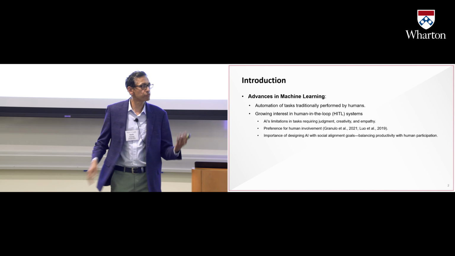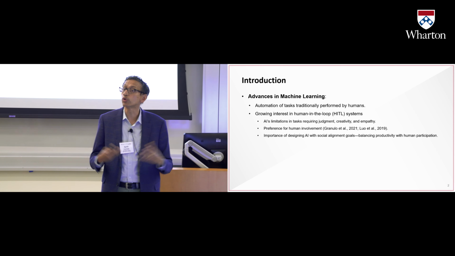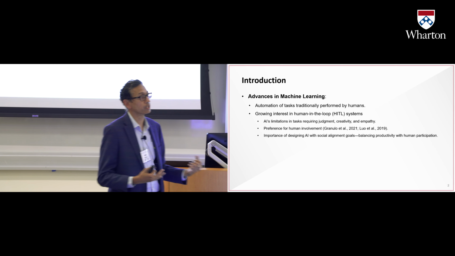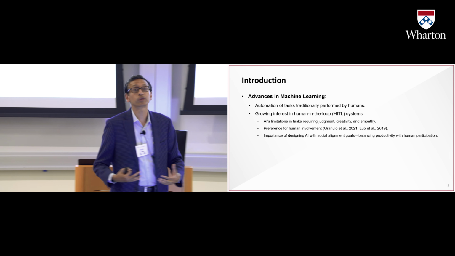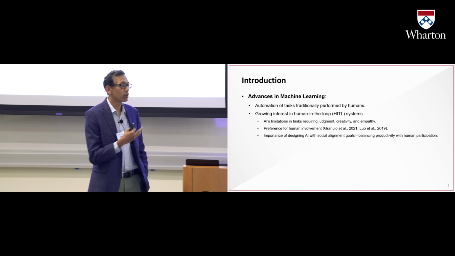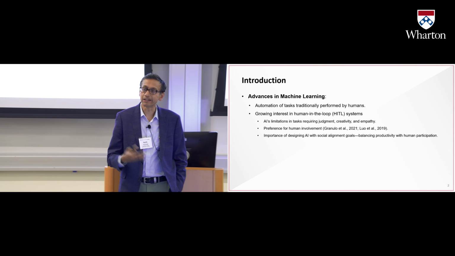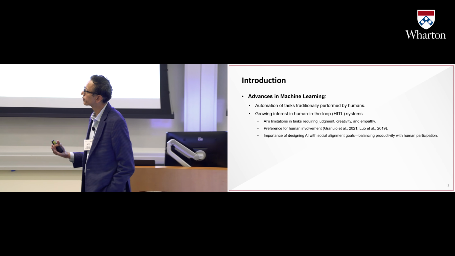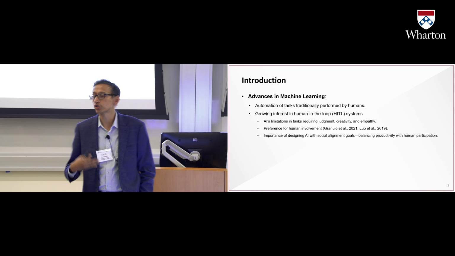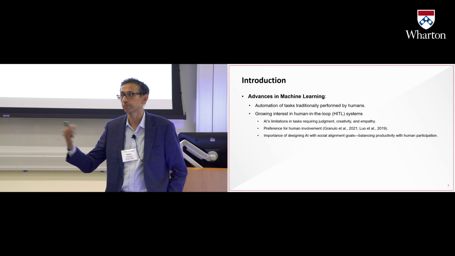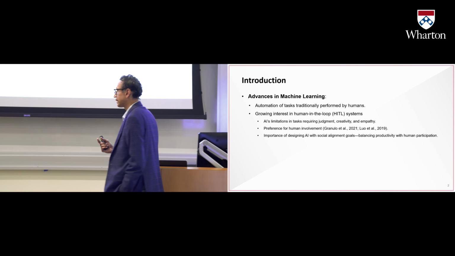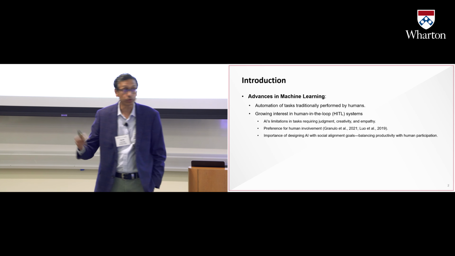And also, a lot of people have been arguing about social alignment goals with AI. For example, while we need to leverage AI for productivity reasons, we also want to have human participation in work for a number of reasons. Now, while there's a lot of interest in designing human-in-the-loop systems, and in fact, a number of studies have shown that human productivity goes up when they have AI support, I haven't seen a whole lot of work that has actually focused on how to design these systems.